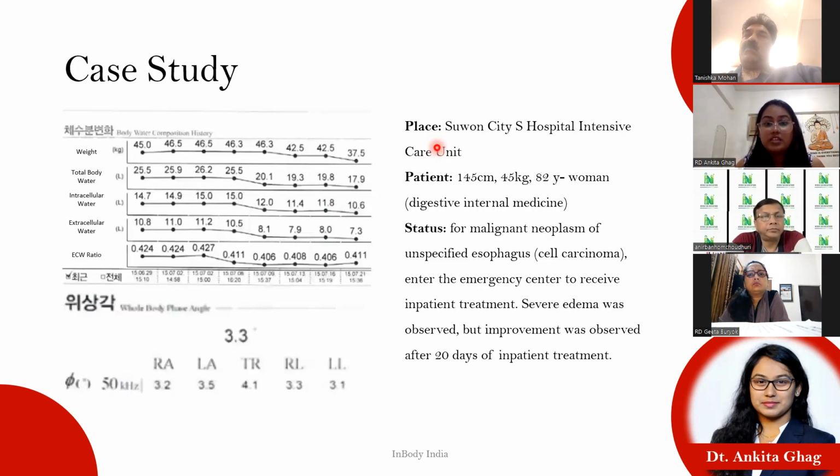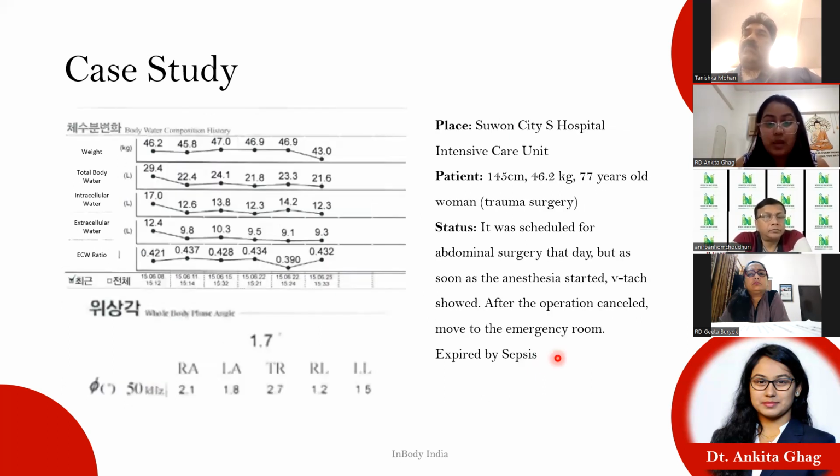Now, this is a small case study. There was a 145 centimeter person with 45 kg of weight. She was an 82-year-old woman admitted in digestive internal medicine. She had a carcinoma. There was severe edema observed in her. Her overall phase angle was 3. But there was an improvement. Initially, it was on a lower side. Slowly, there was an improvement which was seen. It was an inpatient. But later, the phase angle dropped down.